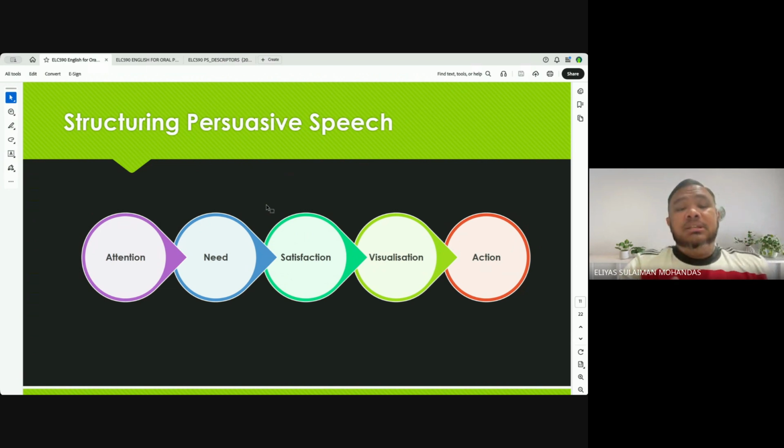So attention in the introduction. Need, main point number 1. Satisfaction, main point number 2. Visualization, main point number 3. And action, main point yang terakhir sekali. Okay? Sorry, in your conclusion, the last paragraph.